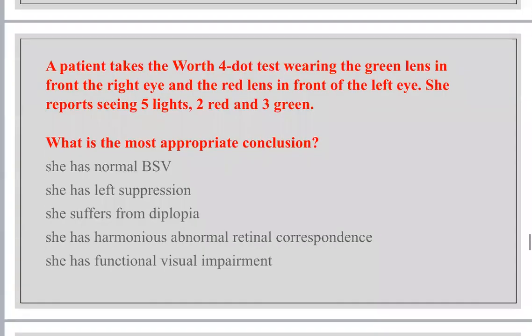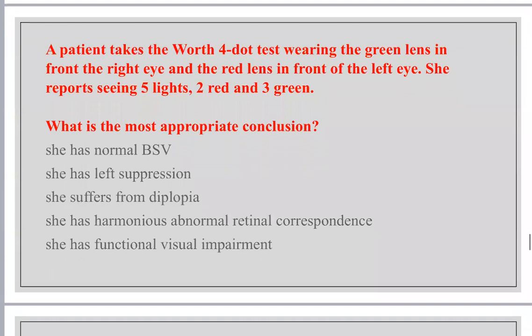Look at the questions here. A patient takes the Worth 4-dot test wearing the green lens in front of the right eye. Look at this, the green in front of the right, okay, and the red in front of the left. She reports seeing 5 lights, 2 red and 3 green. She has diplopia. She suffers from diplopia. This is easy and logical.